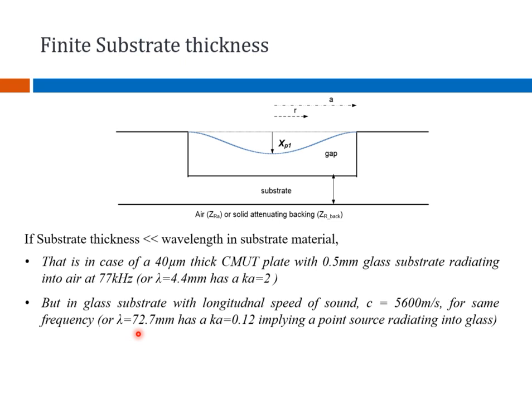Because the longitudinal speed of glass is much higher than that of air, you see the thickness of the substrate, 0.5 mm, is much smaller than the wavelength in the material. So we have a finite substrate thickness, and what we believe is that once the plate starts vibrating upon application of an electrical signal and generating ultrasound into the medium, those vibrations are counterbalanced at the rim, and at these two points this membrane material starts radiating into the backing. And the glass is also vibrating just to counterbalance those vibrations.